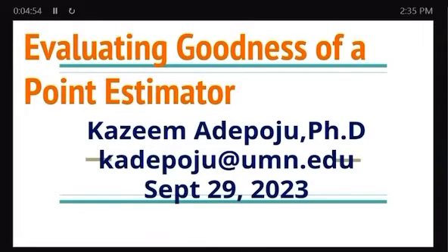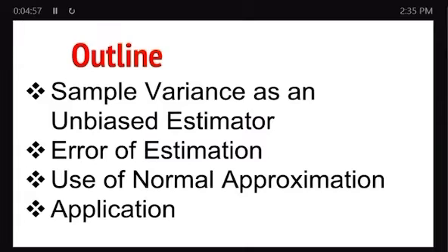On the outline, we're left with something that we didn't do on Wednesday, which is the sample variance as an unbiased estimator. There are two forms of variance, and the reason why we settle for the sample variance, I'm going to show you today. Then I'm going to go into error of estimation.